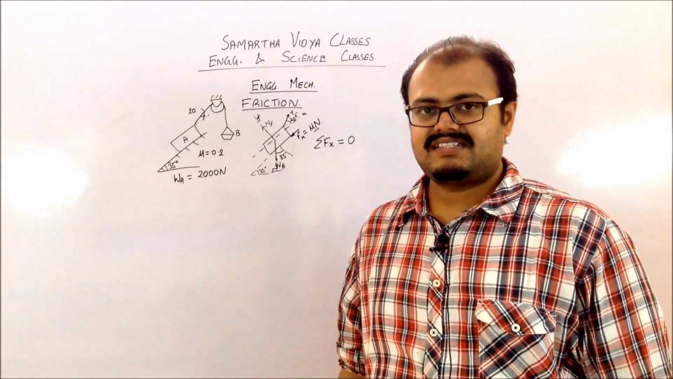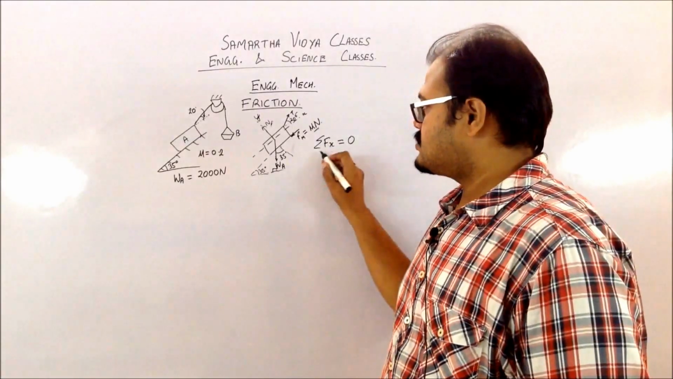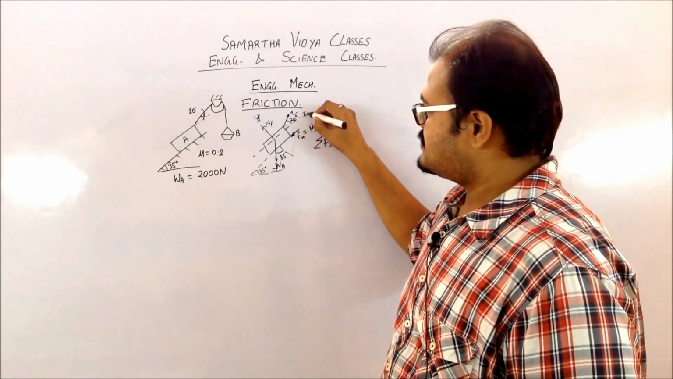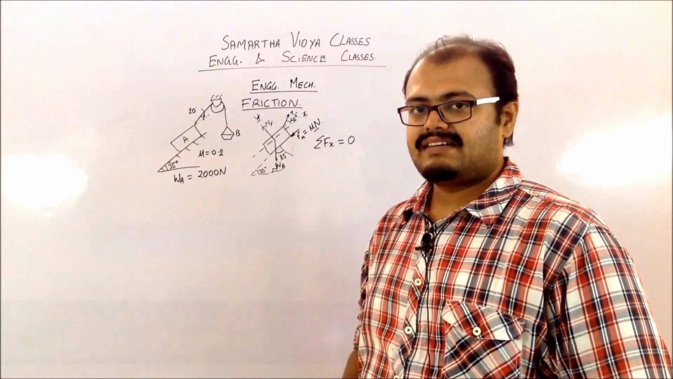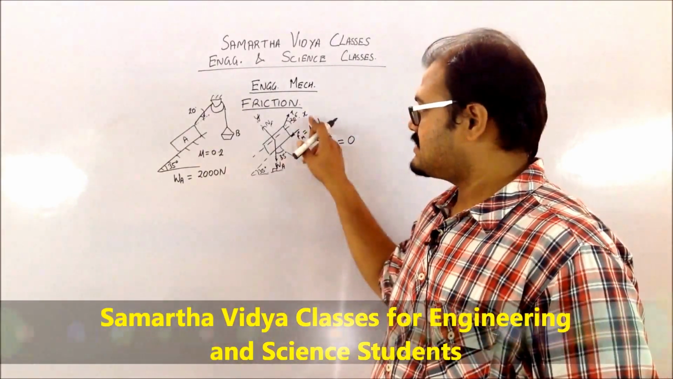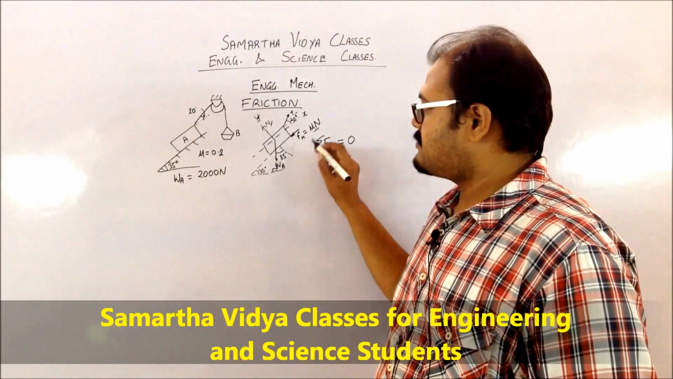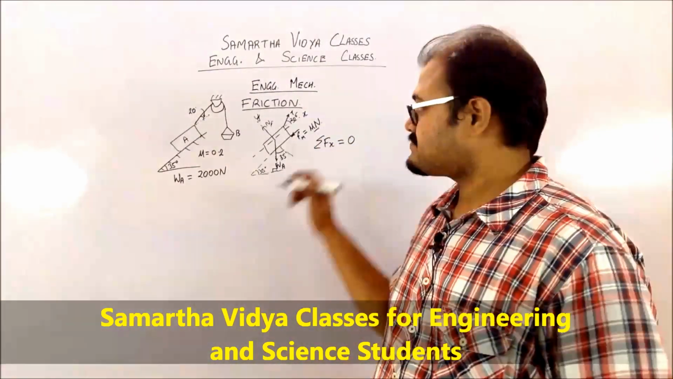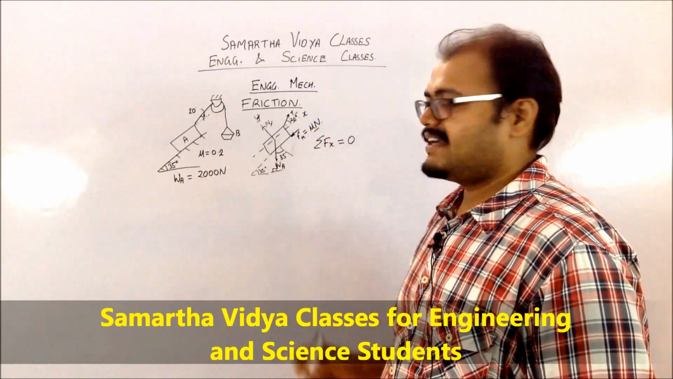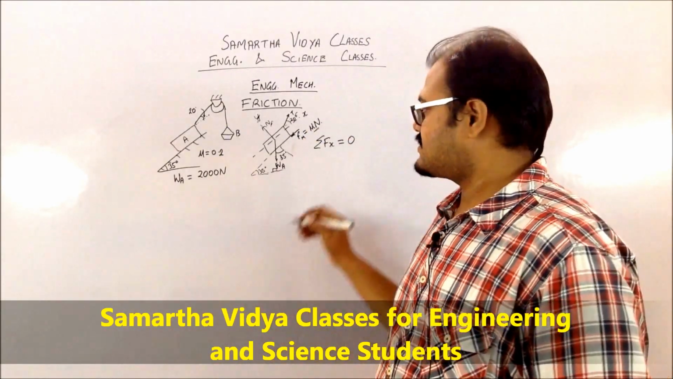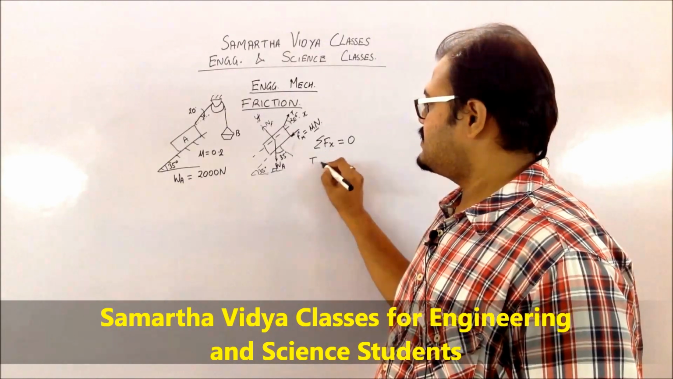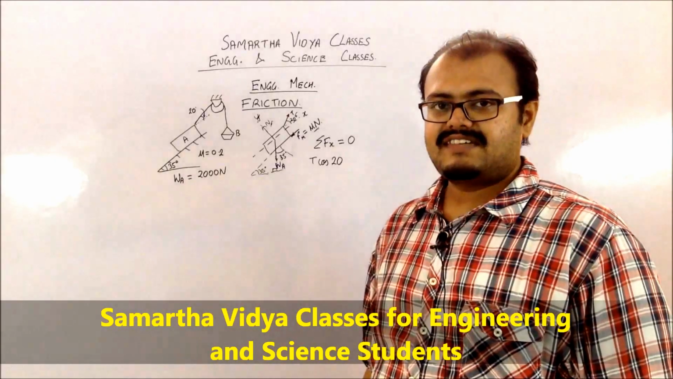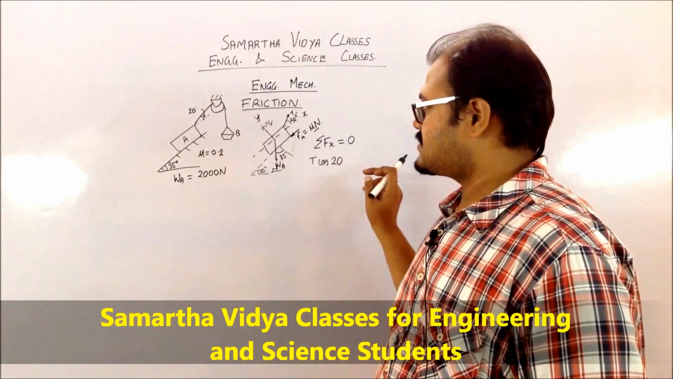So let us first concentrate on summation Fx. You have to consider that the axis you have taken, the plane which is going to be parallel to the surface, is the x axis. So now you have to consider only the components of the forces along the x axis. You can see that T is making an angle of 20 degrees with the x axis, so it's going to have a T cos 20. Since it is going in the positive direction of the x axis, it's going to have a plus sign.